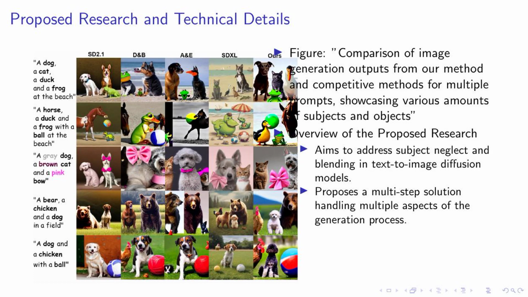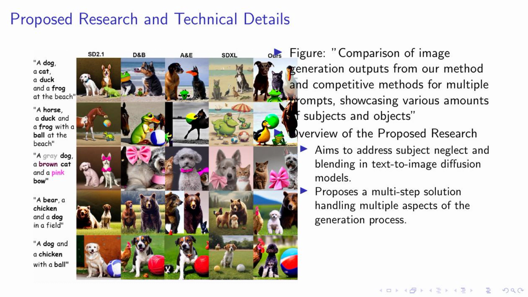On your left, you see a figure comparing the image generation outputs from our method and other competitive methods. This comparison is based on multiple prompts, each with varying amounts of subjects and objects. Now, moving on to our proposed research. Our primary aim is to tackle two significant issues in text-to-image diffusion models: subject neglect and blending. These problems become more pronounced as the complexity of the prompt increases.